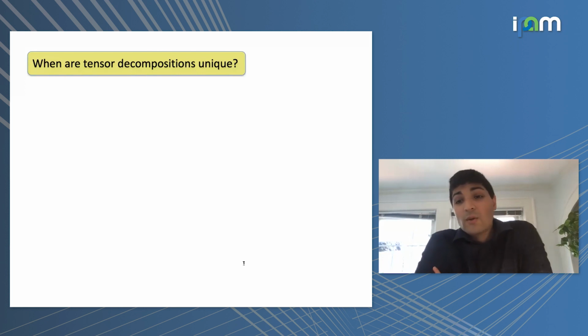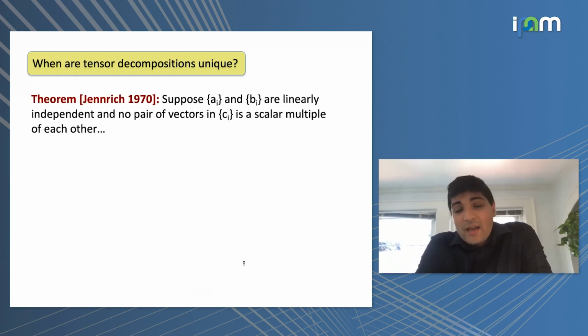So the thing that I've been alluding to is that tensors are going to save us. Because really what we care about is, when are tensor decompositions unique? And they're going to be unique under much tamer conditions than for matrix decompositions. So let's talk about that. And this is Jennrich's algorithm.